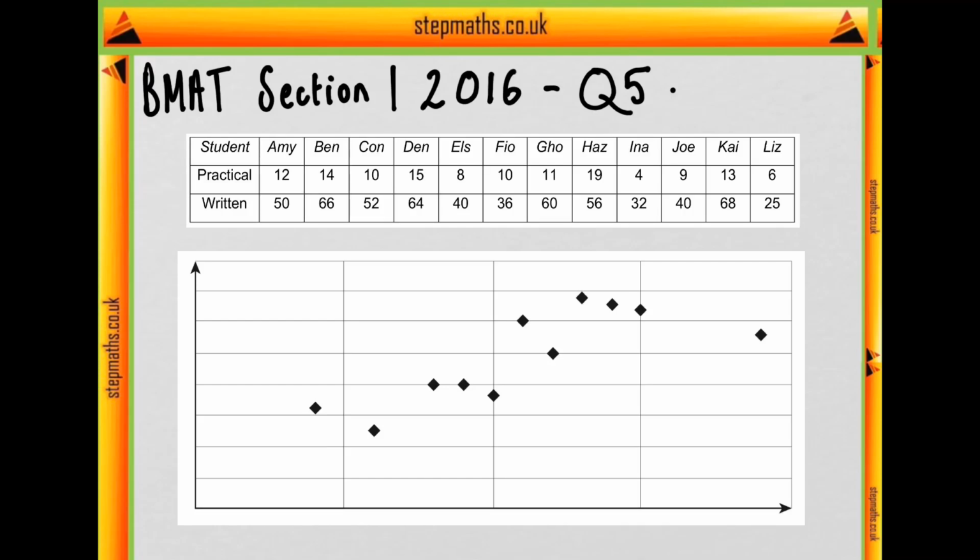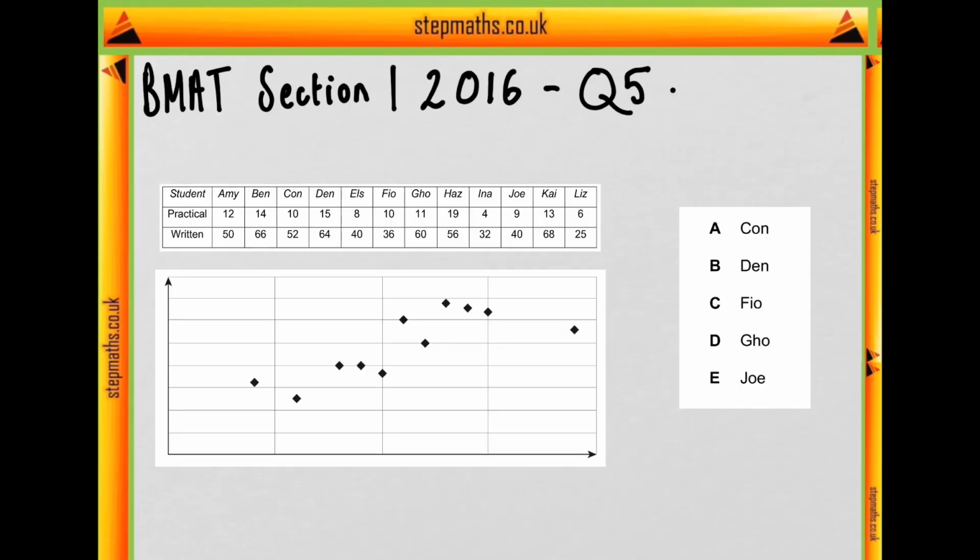A really helpful way of answering this question is to look at the answers. As we can see from the answers, it could only possibly be Con, Den, Theo, Go, or Joe.